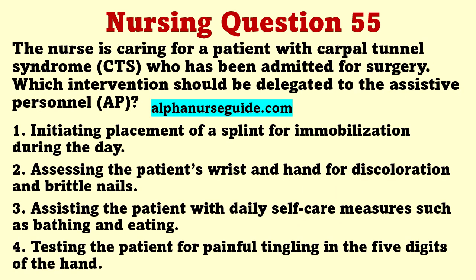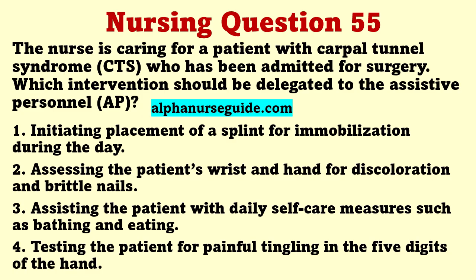The nurse is caring for a patient with carpal tunnel syndrome who has been admitted for surgery. Which intervention should be delegated to the assistive personnel? 1. Initiating placement of a splint for immobilization during the day. 2. Assessing the patient's wrist and hand for discoloration and brittle nails. 3. Assisting the patient with daily self-care measures such as bathing and eating. 4. Testing the patient for painful tingling in the 5 digits of the hand.